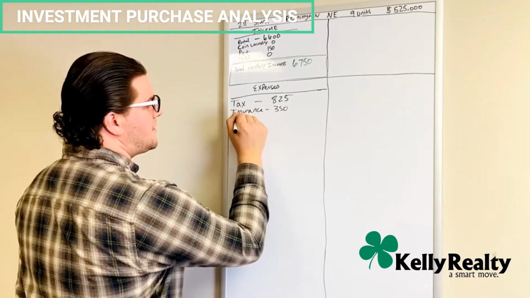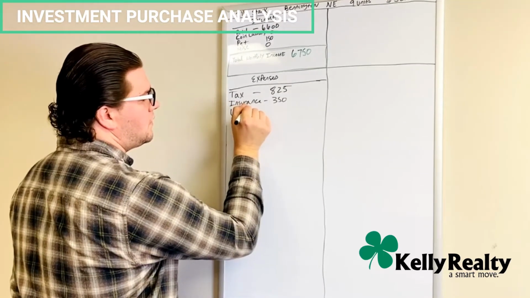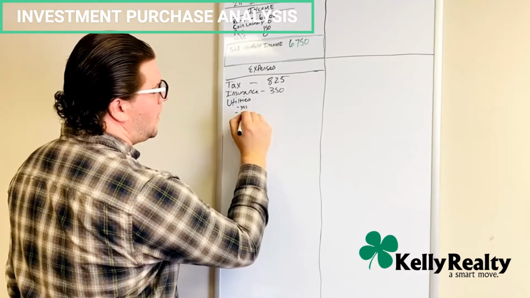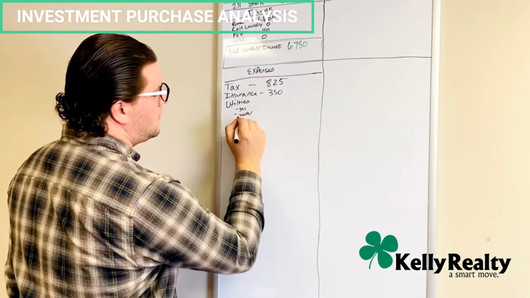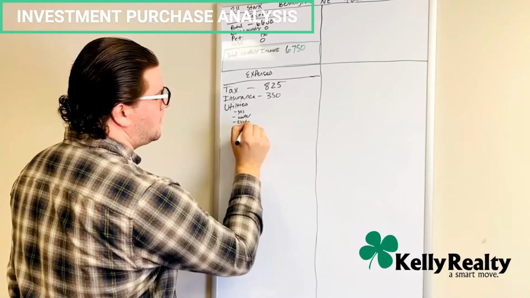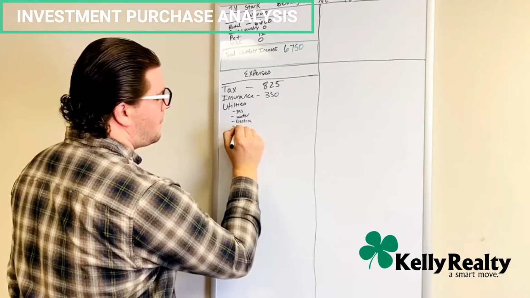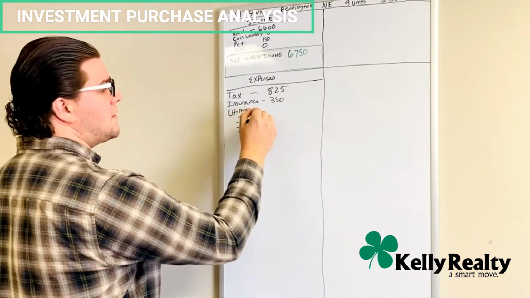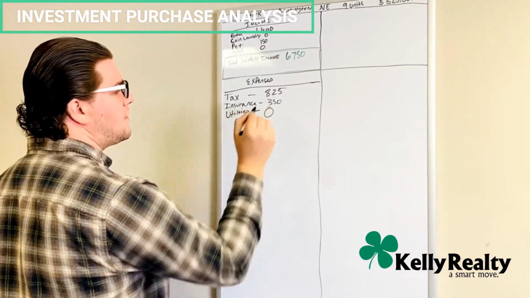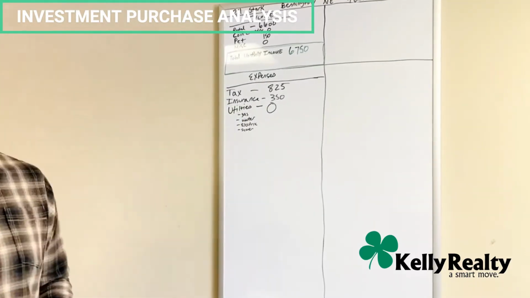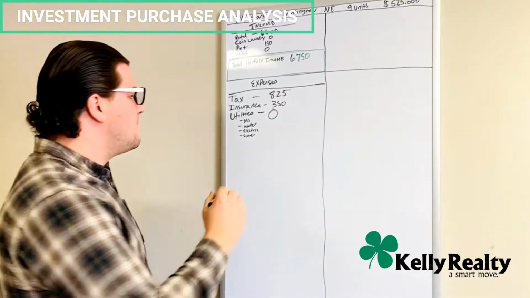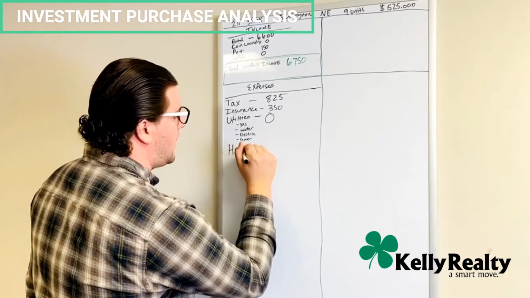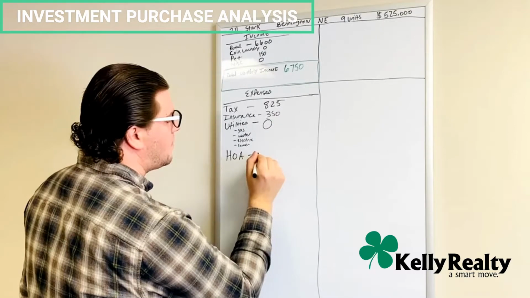Other expenses to consider are utilities. These could be gas, water, electric, and sewer. So those are something to consider. For this property though, these expenses are paid for by the tenants, so there's $0 utility expenses. Another expense to consider is, if it is a condo or townhome, an HOA fee. For this property, there was none.